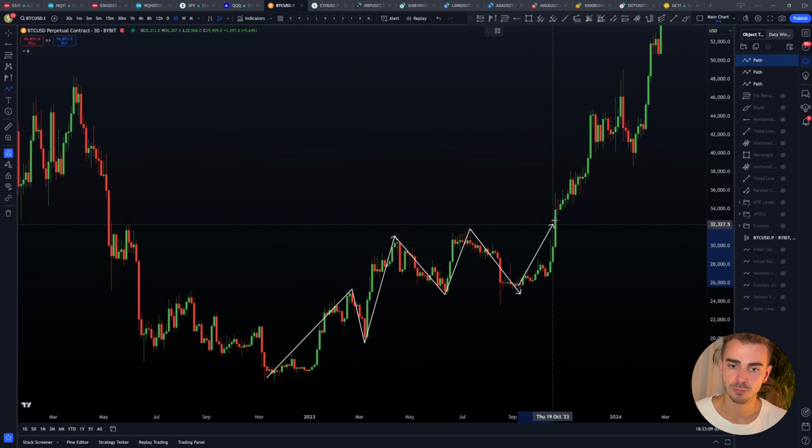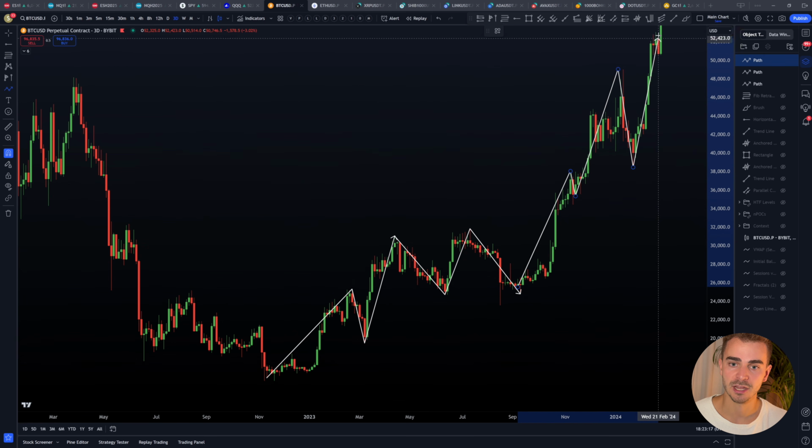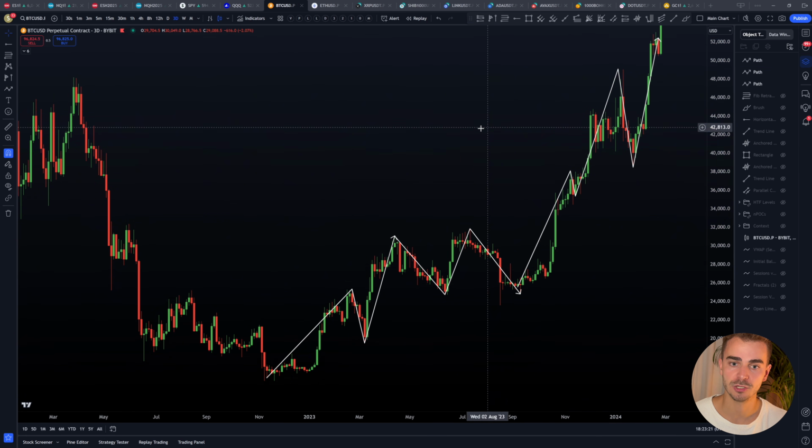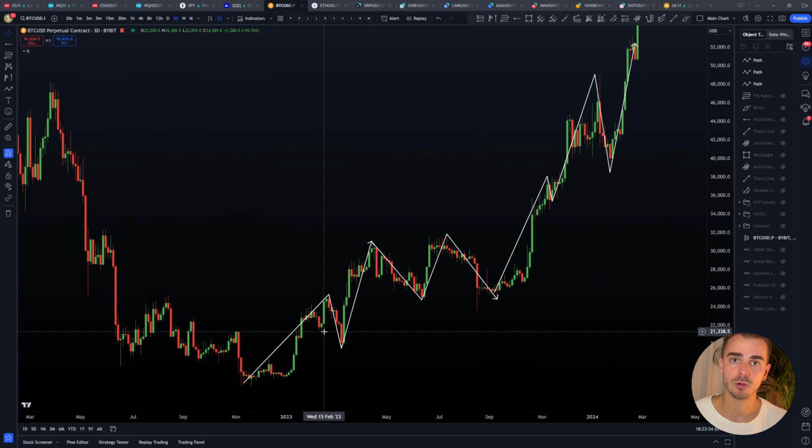After that, we can see price again is forming a higher high. This is followed by another higher low. Price is forming another higher high, higher low, and another higher high. So this is a very perfect uptrend on Bitcoin. We can clearly see how price is forming higher highs and higher lows.